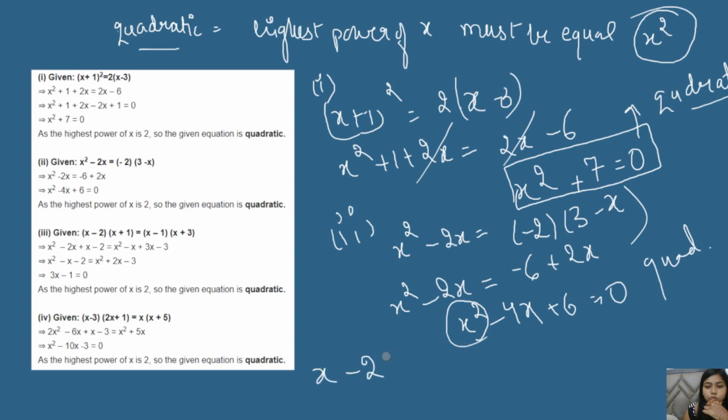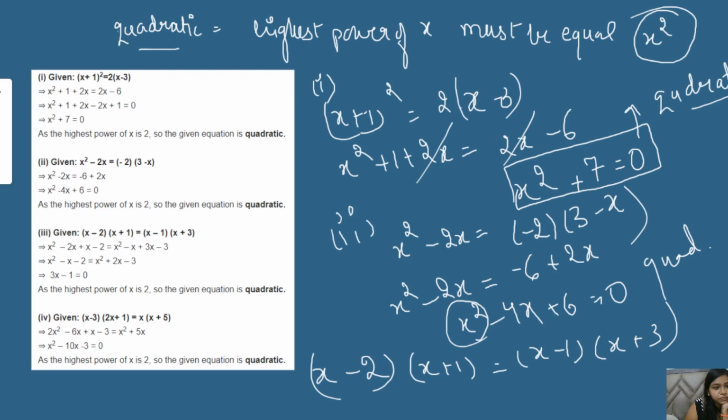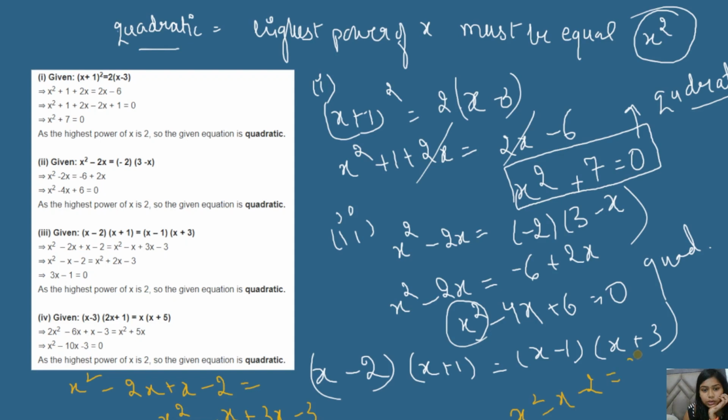x minus 2 multiplied by x plus 1 equals x minus 1 multiplied by x plus 3. So we will be getting x square minus 2x plus x minus 2 equals x square minus x plus 3x minus 3, right? So we'll be getting x square minus x minus 2 equals x square plus 2x minus 3. So you can cancel out x square and you will be getting 3x equals 1.